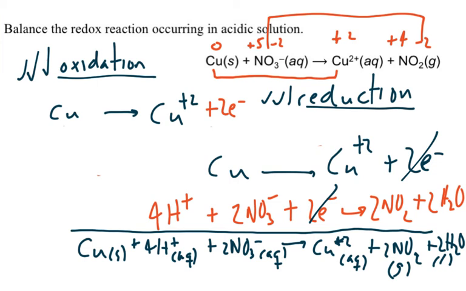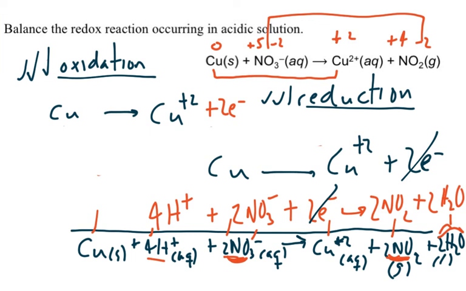Okay, so let's see if we can verify. I got 1 copper here, 1 copper here. That one's good. 4 H's here and 4 over here, we're good. I got 2 nitrogens here and 2 over here, we're good. I have 6 oxygens over here, and there's 4 over here, but 2 more in the water, so there's 6 on both sides, so we're good.